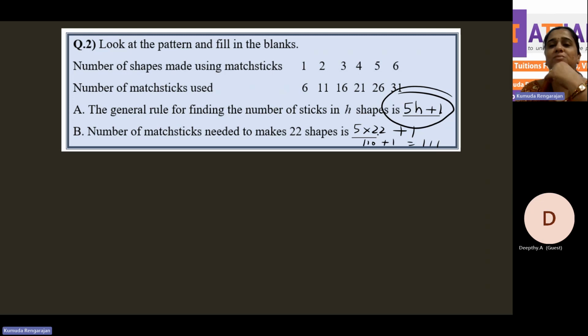For one shape, 5h plus 1. See, this is the general rule. 5h plus 1 is the general rule. And h will be the number of shapes.